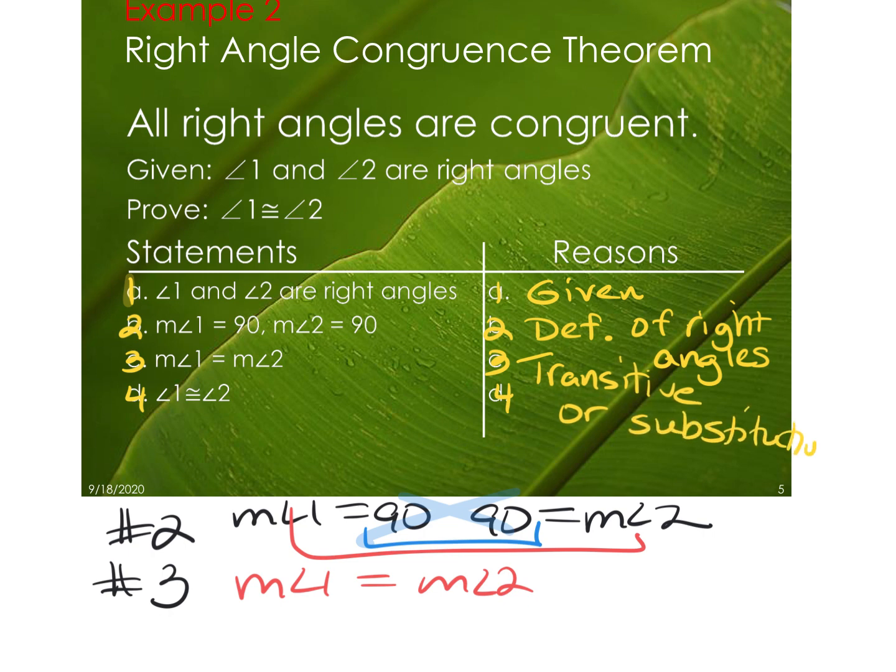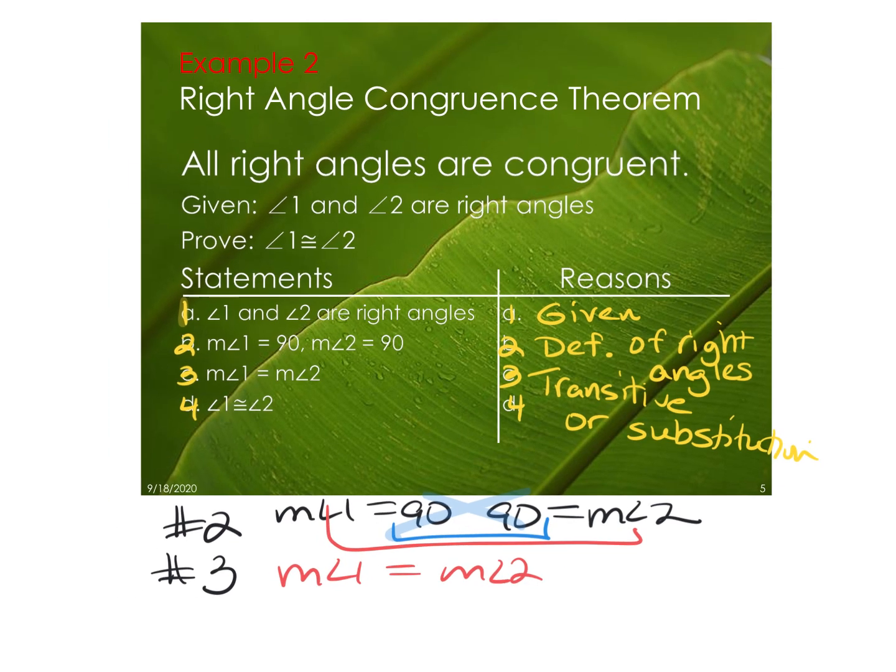And what they did was substitute angle 2 for the 90. And then the last step, step number 4, all they did was take away the congruence, the equal sign, and they changed it to a congruent symbol. So that would be just the definition of congruent angles.